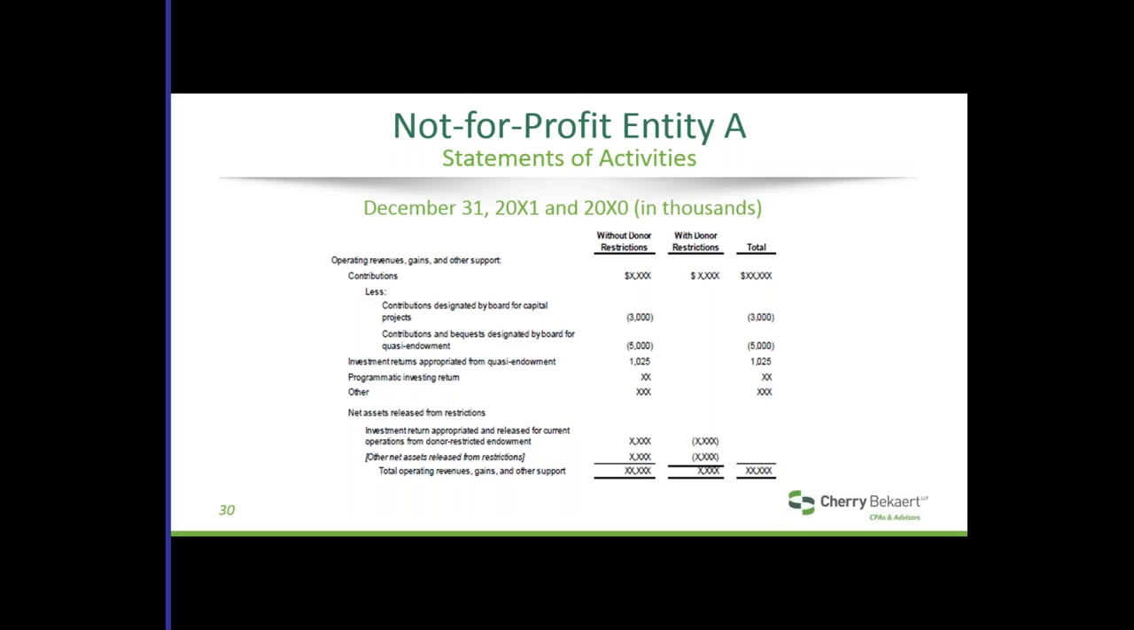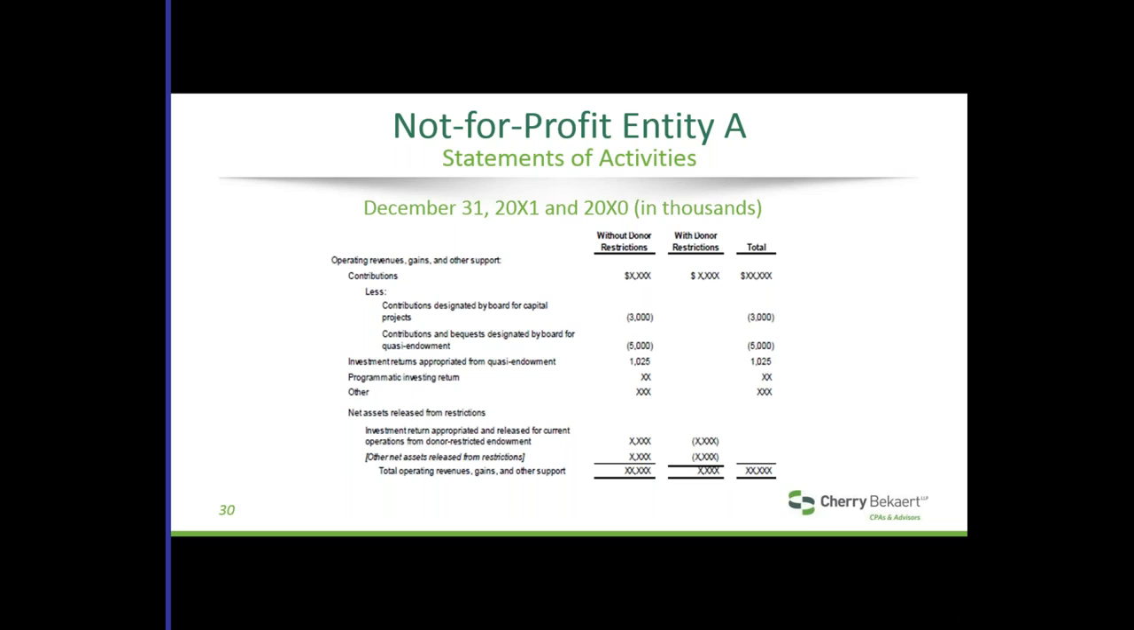But the example that we're showing here, you can see that it's the multi-column format, but it shows your operating revenues, gains, and support, has your contributions, and right underneath of that is where it starts to show an example of what presenting some of the transfers would look like. So for example, we're going to run through 3 different line items that I'm going to address on this example.